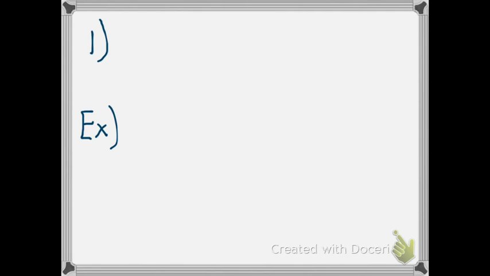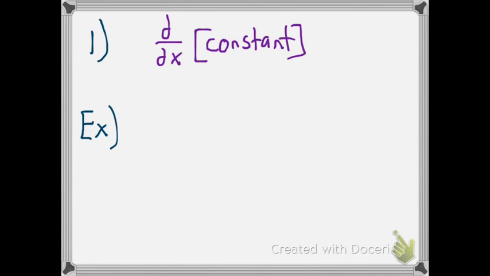So let me change my color. So d dx of some constant. Give myself a bracket, constant. And what happens is the derivative of any constant is going to be equal to 0.